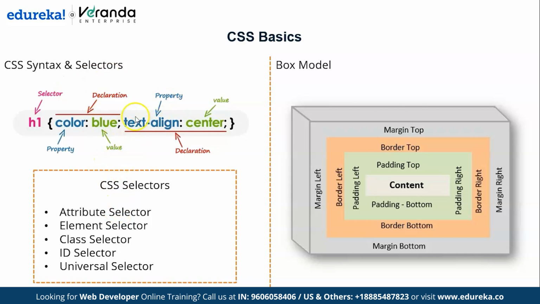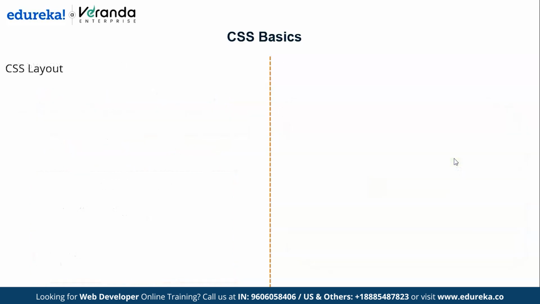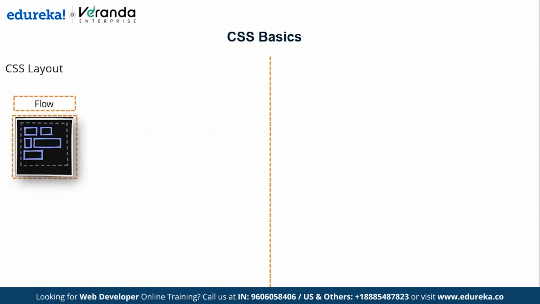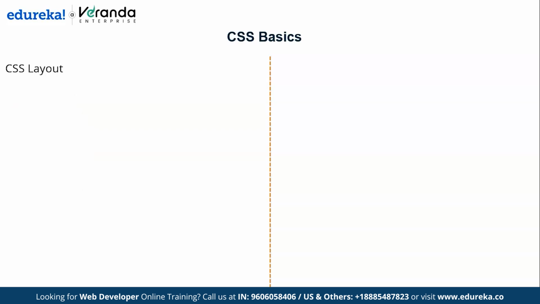Now we have seen the CSS syntax, CSS selectors, and the box model. Now we are going to learn about the CSS layout. CSS layout is used to arrange and structure web page elements, ensuring a visually organized and user-friendly design. It helps to create responsive layouts that adapt to different screen sizes and enhances the overall presentation of the content. So basically we have 6 different types of layout.